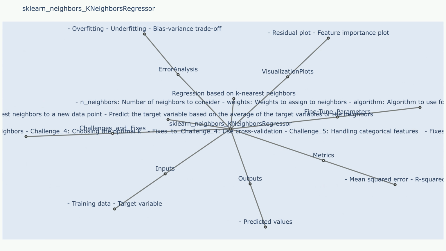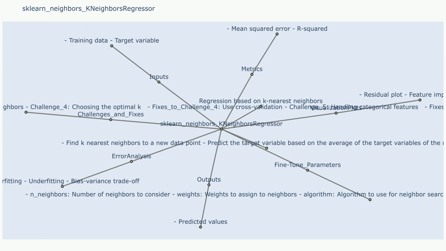Metrics: Mean squared error, MSE, measures the average squared difference between the predicted and actual target values. Root mean squared error, RMSE, the square root of MSE, provides a more interpretable measure of prediction error. R squared, R², indicates the proportion of variance in the target variable that is explained by the model.